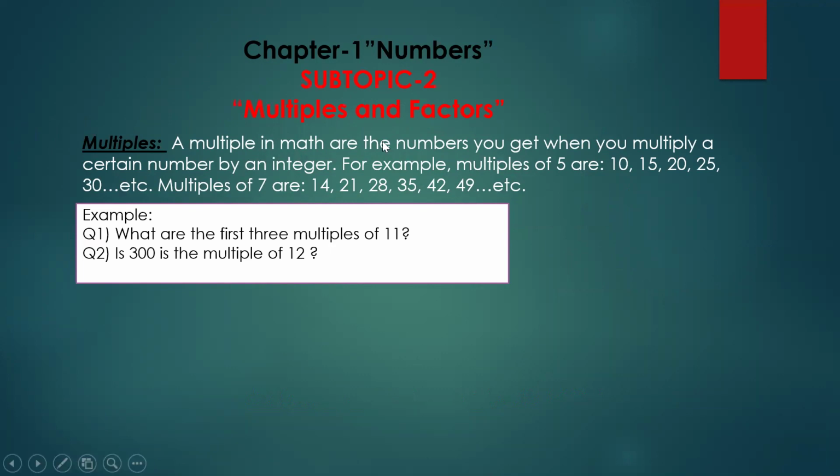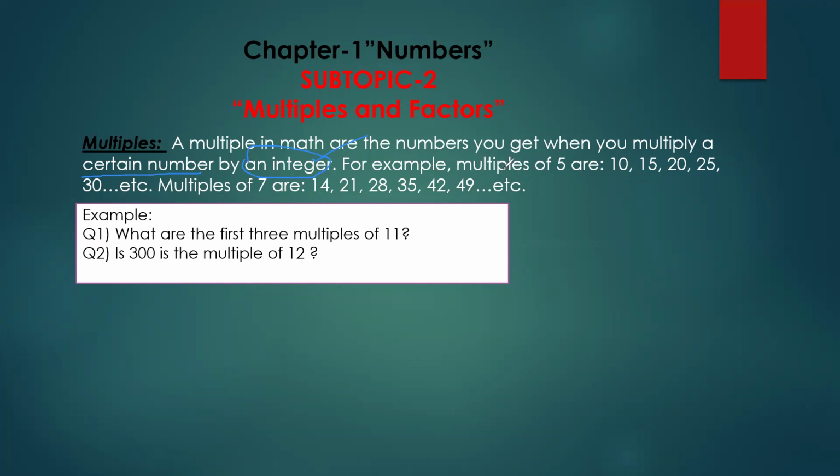Multiples in maths are the numbers you get when you multiply a certain number by an integer. When we multiply a certain number by an integer, we get a multiple. In the previous video, we have done integers. What are integers? If you haven't seen the first video, go and watch it. It's a very important and basic video.